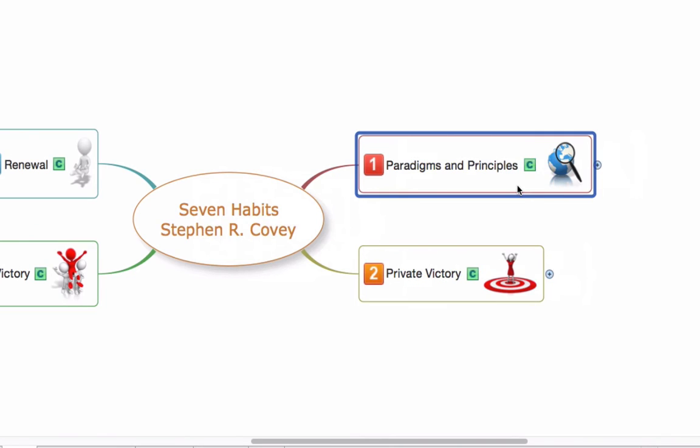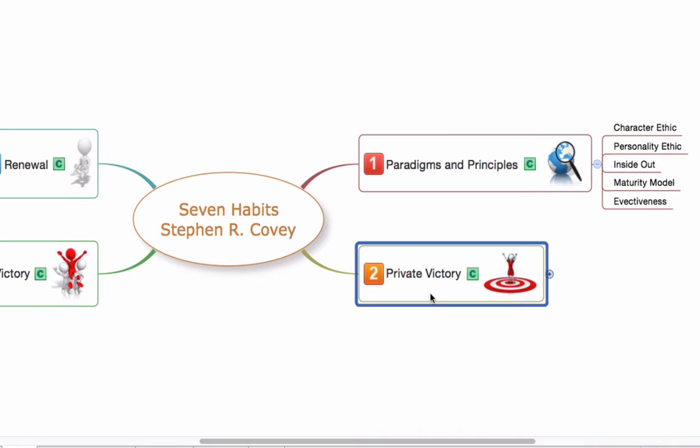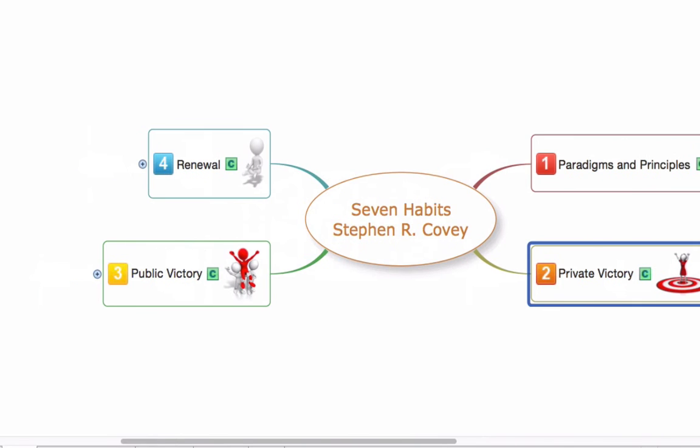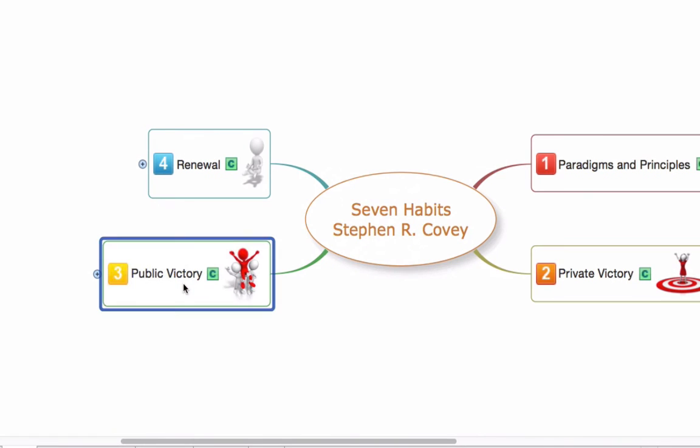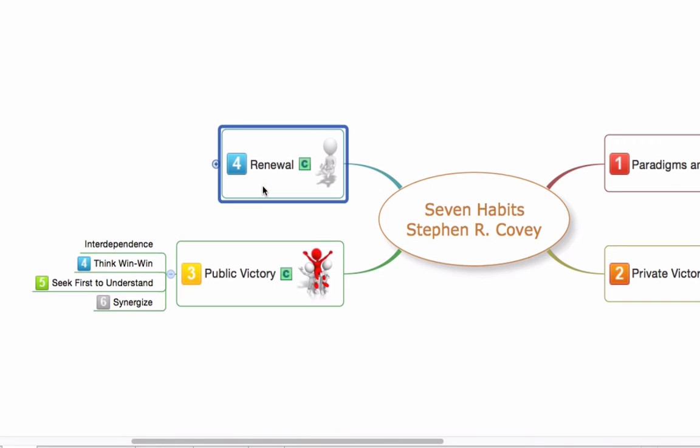The first bit explains the reason behind it and why he wrote the book, etc. The second one starts with the first 3 habits, and these 3 habits get you to what he calls independence. And I'll go into the details when I go into the details of the book itself. The next part is public victory, which takes you to interdependence, and those are the 3 habits in that section. And finally, it ends with renewal, which is sharpening the saw and revisiting the first principles again.